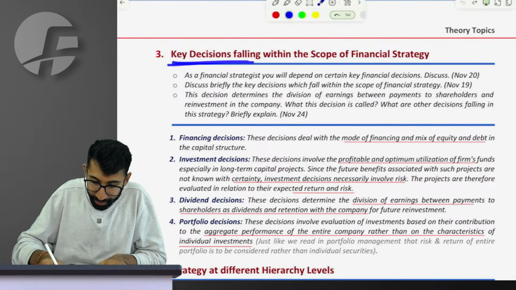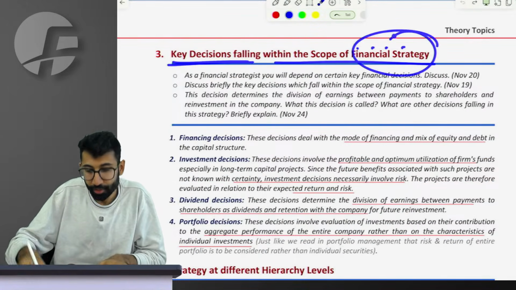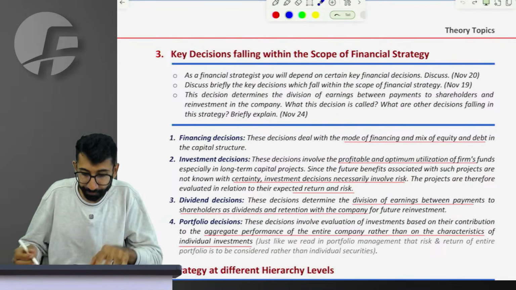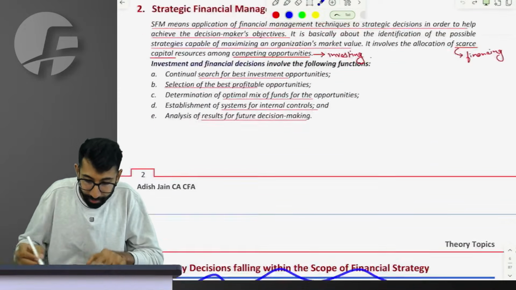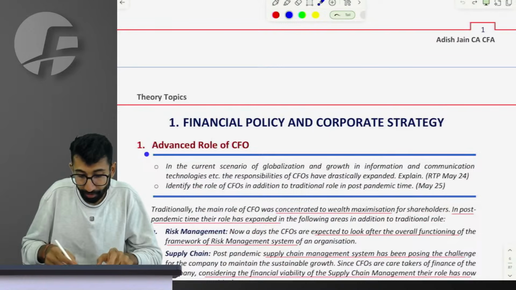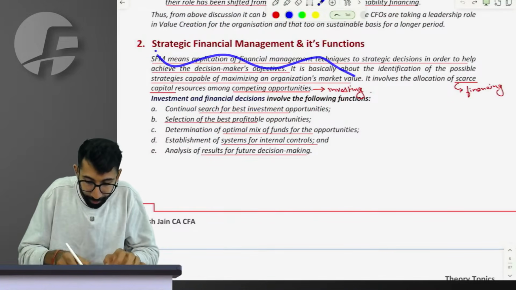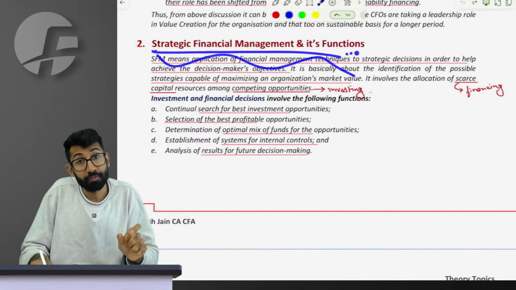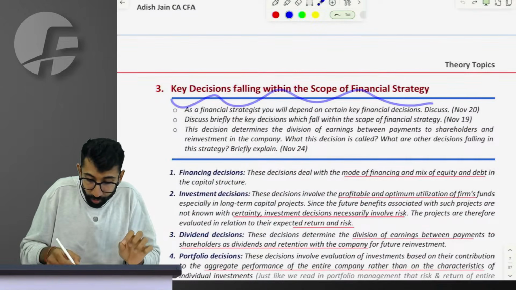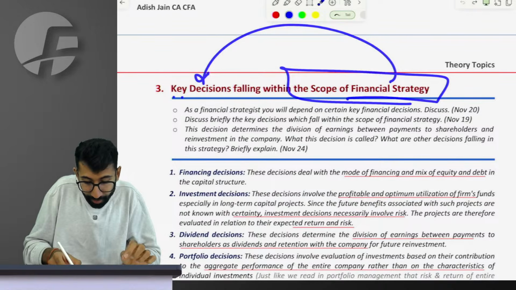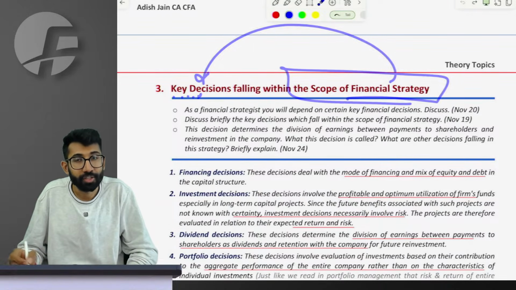What are the key decisions falling within the scope of financial strategy? Let me tell you, in this particular chapter you will observe that most of the headings look similar to each other, so you'll have to be very specific. Advanced role of CFO is altogether a different heading. But strategic financial management and its function, please try to differentiate it from the scope of financial strategy, the decisions in the scope of financial strategy.